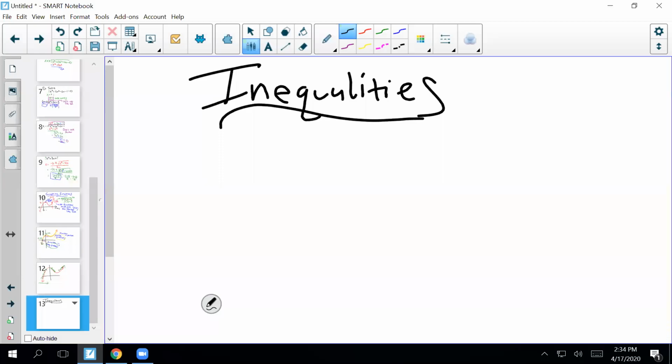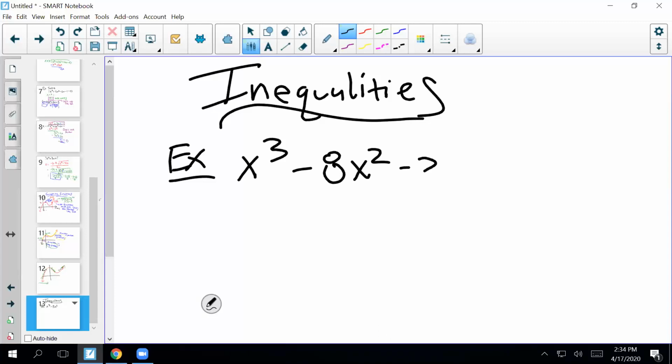Okay, the recording looks like it's starting. I'm going to talk about inequalities. So I'd like to solve this problem. I can read my handwriting. So it's x cubed minus 8x squared minus 23x is greater than or equal to negative 30.